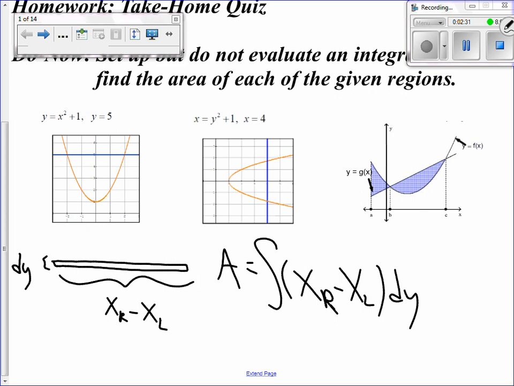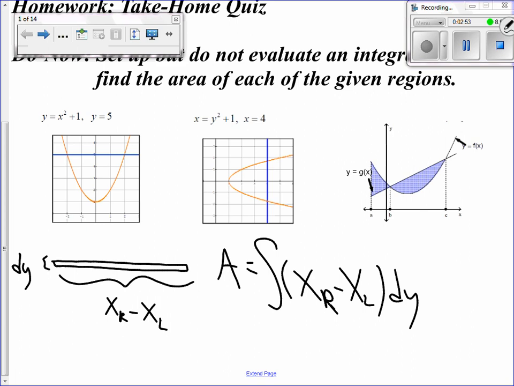Technically it doesn't matter because you could break it up, but I would just clean up. If you're doing this one by hand, you're not using the calculator, you're using the FTC, I would distribute the negative. If x left is a binomial, she's saying, distribute first. Clean it up inside. Yeah, I would do that.